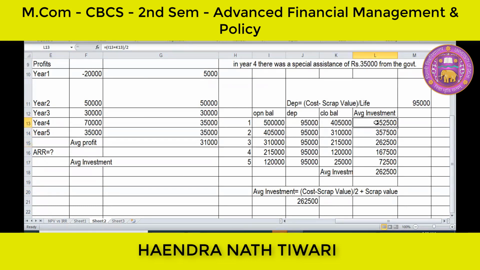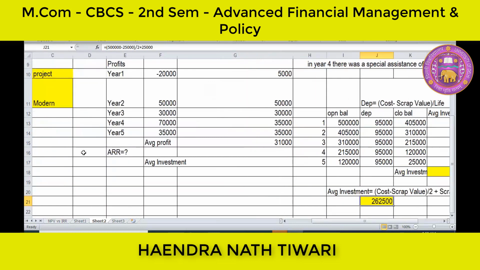This is the average investment of year 1, year 2, year 3, year 4, year 5, and take the average of averages. You will have the average investment during the period, or you compute it this way, both amounts you are getting the same. Check kar lo. So now if you want to determine what is ARR, you can determine it as equals to average profit divided by average investment multiplied by 100. That's accounting rate of return.